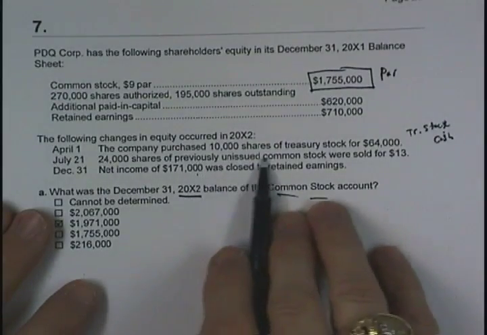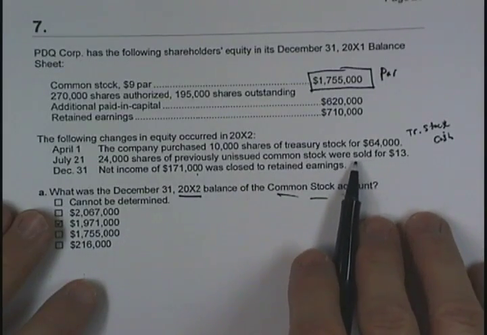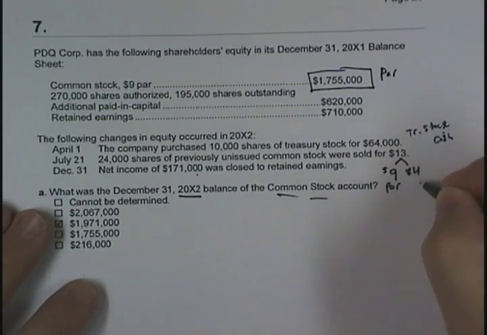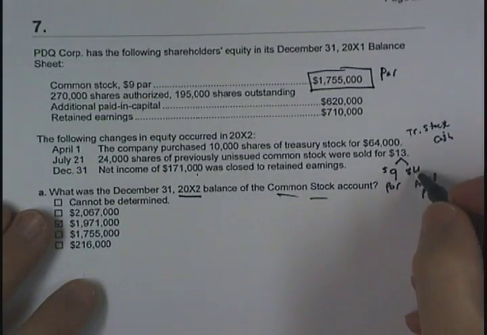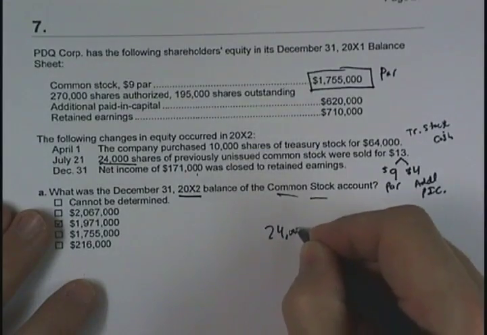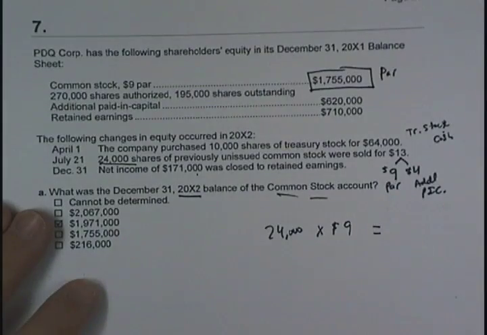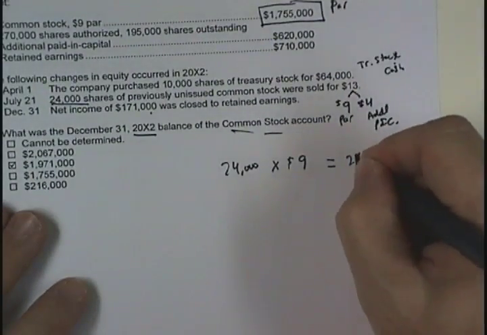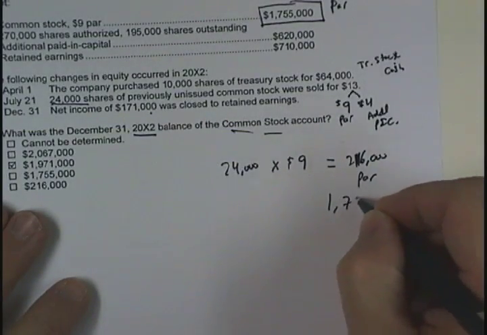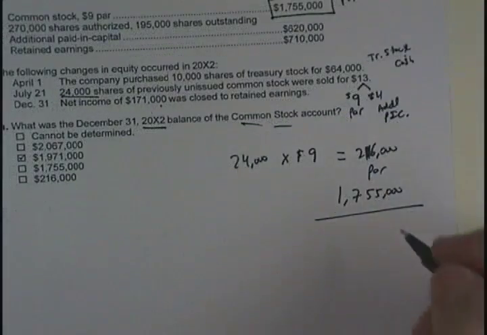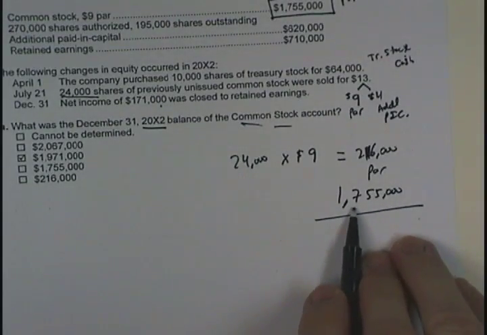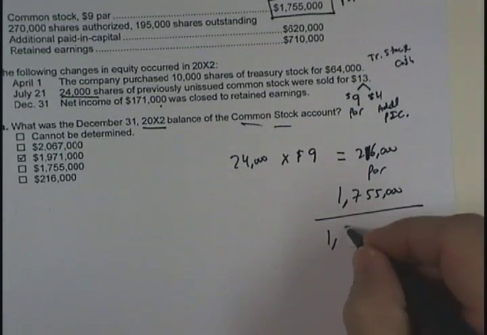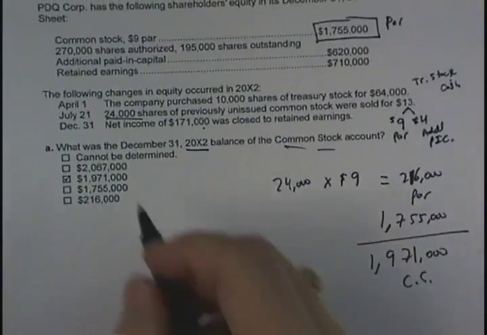But on July 21, they do issue 24,000 shares of the stock, not yet issued, for $13. $9 per share is the par value. The other $4 is that additional paid-in capital. So what's going to happen to the common stock account as a result of that transaction is 24,000 shares with a par value of $9 per share issued for a total of $216,000 increase in that common stock or par value account added onto the $1,755,000 that the firm started with. So the balance is going to be that beginning balance of common stock, $1,755,000, increased by $216,000, which gives us $1,971,000 in the common stock account at the end of year 2.